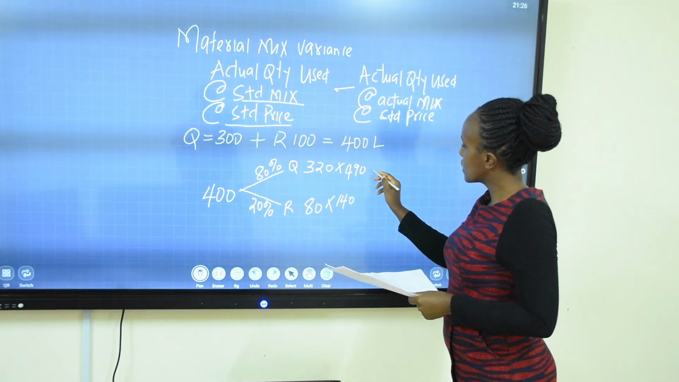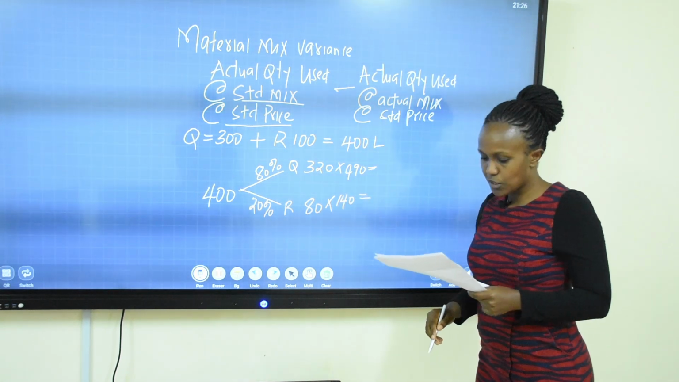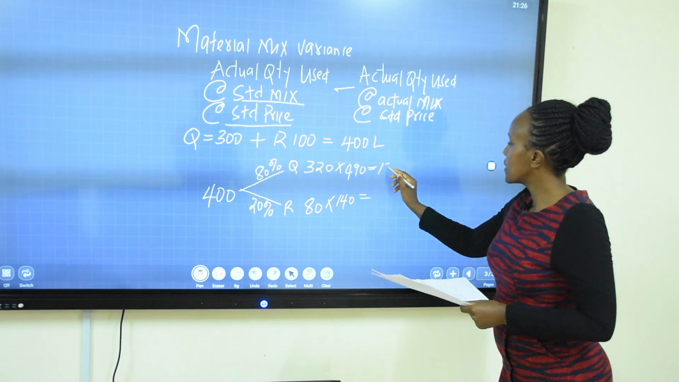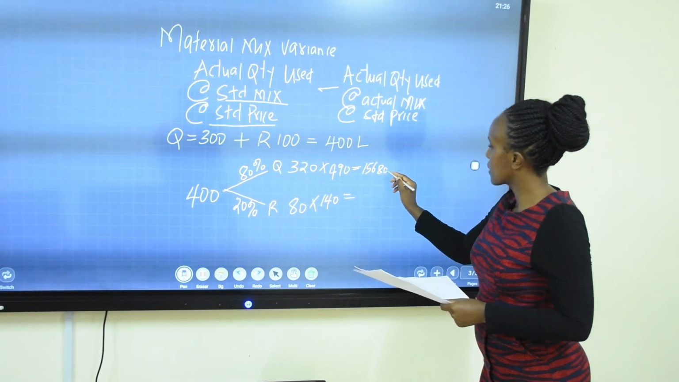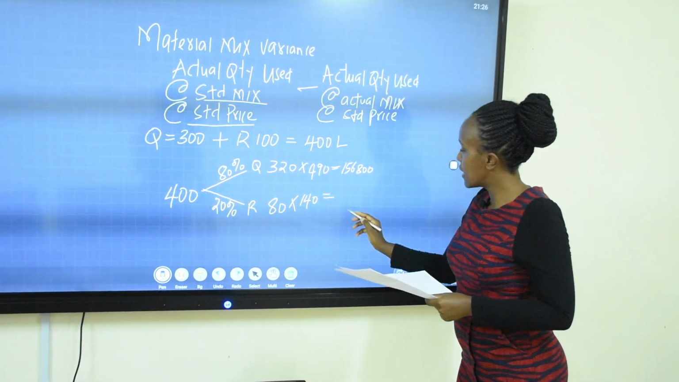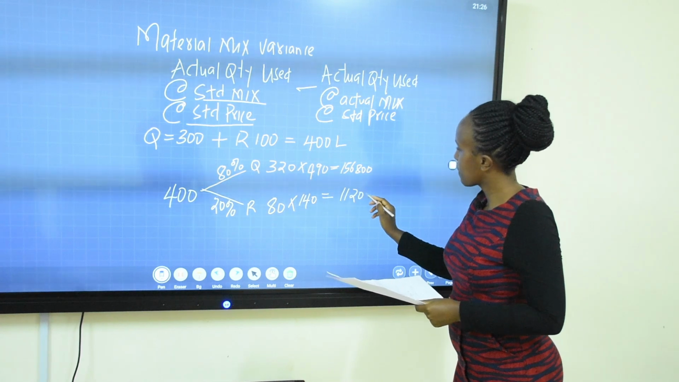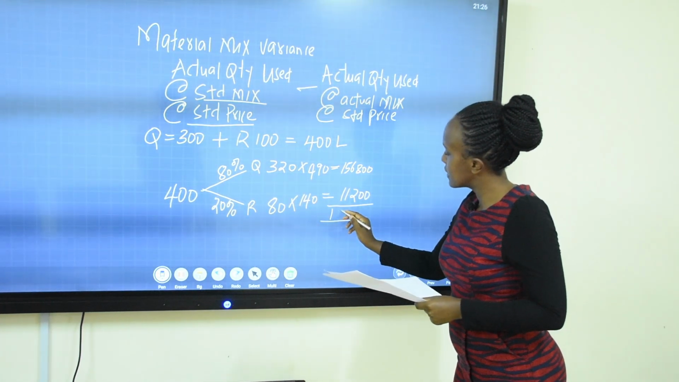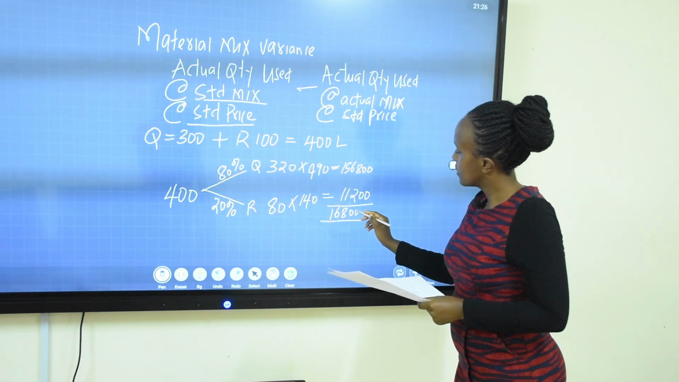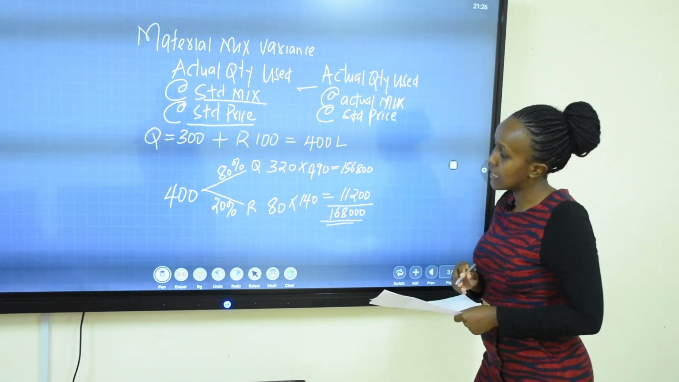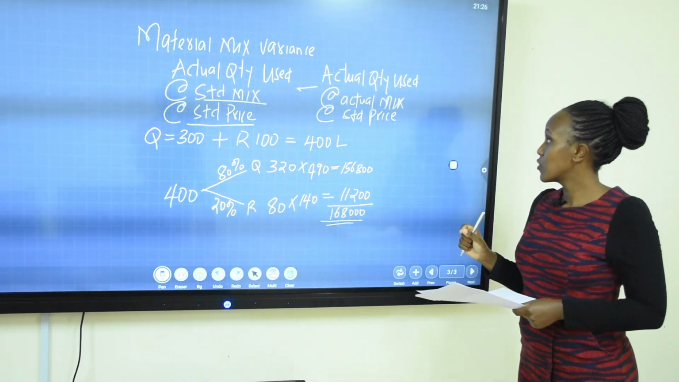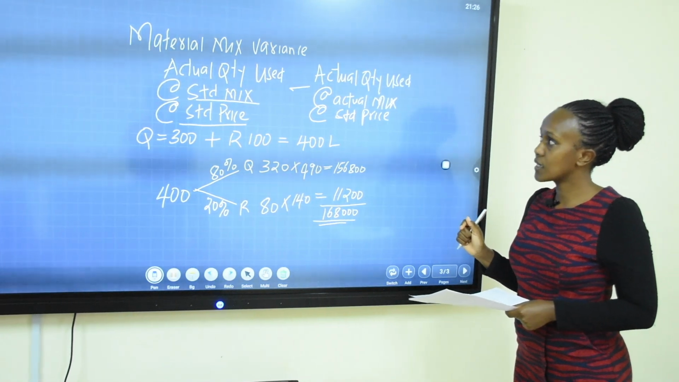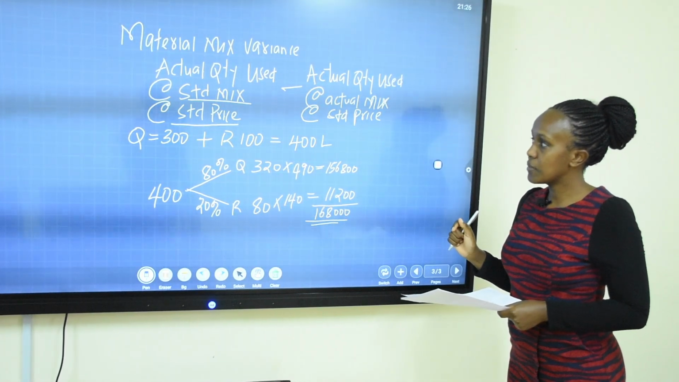So this is going to give us a mix that should have cost 156,800 and 11,200. So this mix, according to the standard, should be 168,000. That is the appropriate or the standard mix, or that is how they were expected to mix the chemicals.